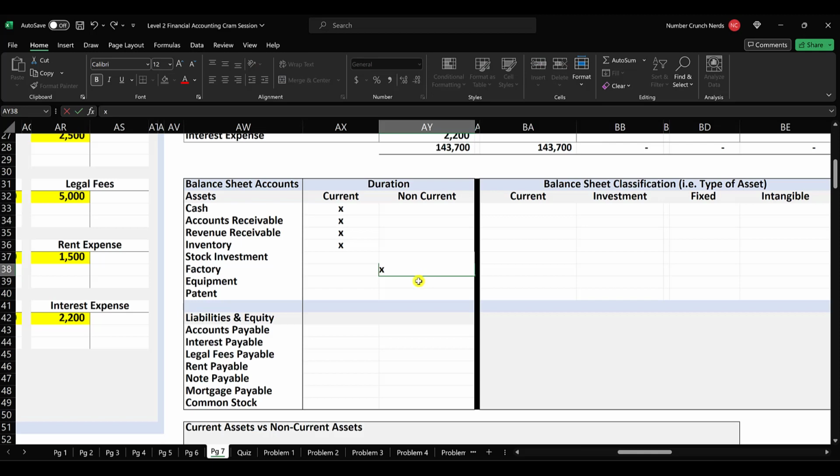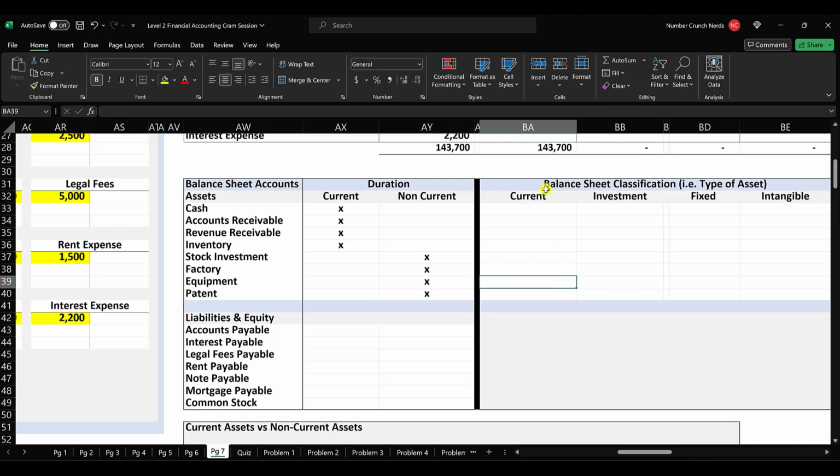Factory, non-current, right? You don't buy a factory and then expect to be done with it in 1 year. A factory will last a long time, certainly more than a year. So factory, non-current. Equipment, non-current. Patent could last a very long time, non-current, okay?